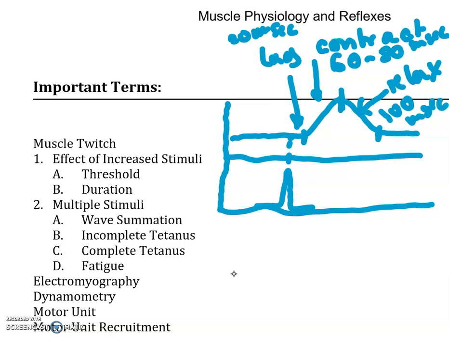Now, once you're done recording a muscle twitch, I always encourage students to also try multiple stimulation. What happens first, I'm going to just have one, let me go down here.